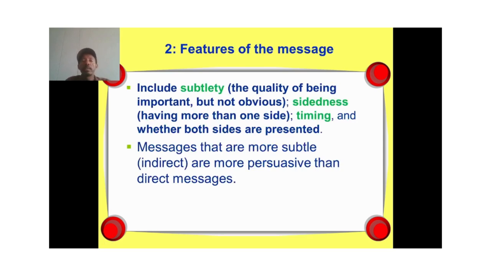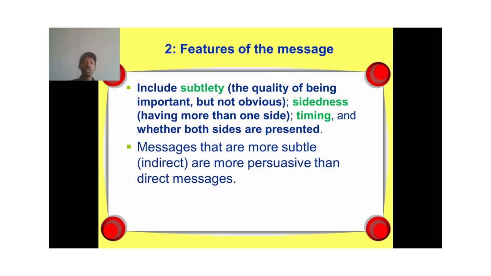Who says what? The second one is this feature of the message. Feature of the message. That means, what is the message? Characteristics of the message. Prototypes of the message. This includes subtlety. The message should be indirect. Indirect messages are more persuasive than direct messages.